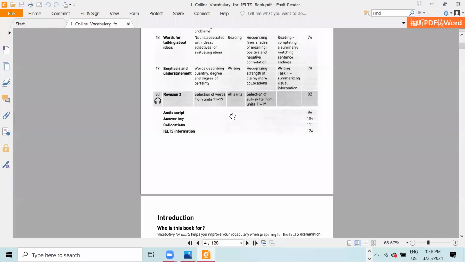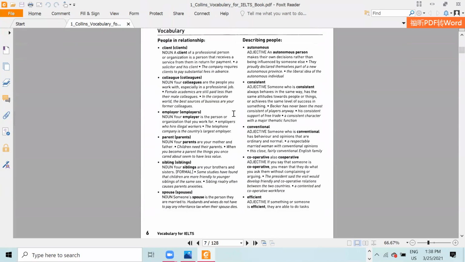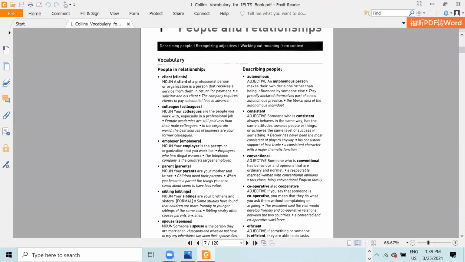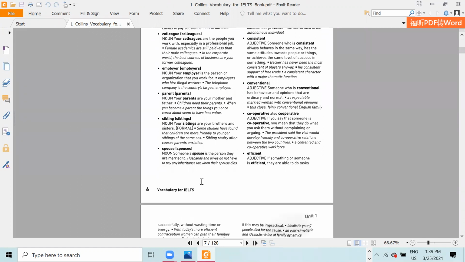Let's start the first topic today, where we are going to explore the vocabulary and grammar of people and relationships. We have already gone through some words, like autonomous, for example, and client, colleague, employer. So let's practice by speaking and grammar right here.